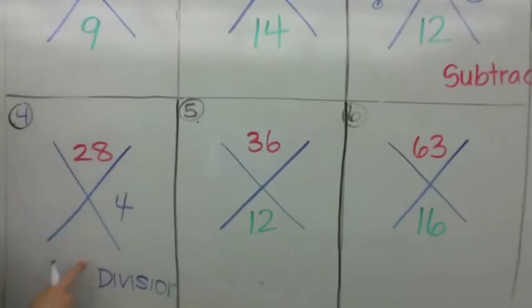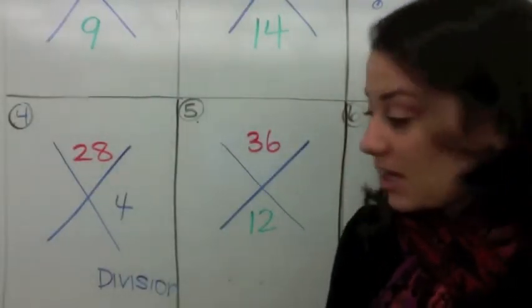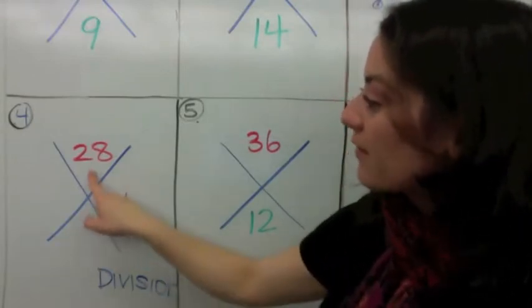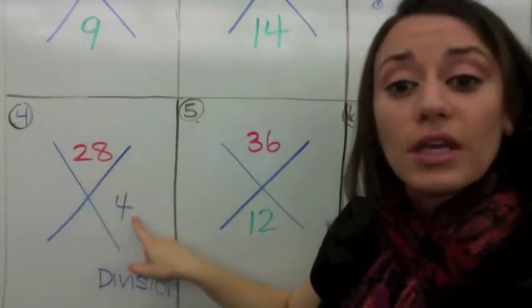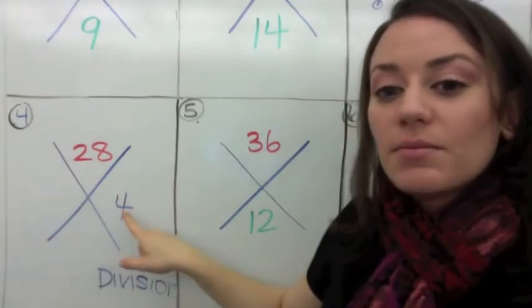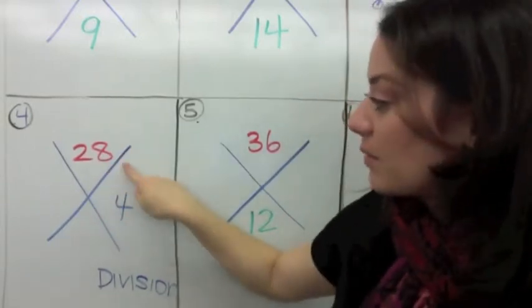Okay, so in number 4, what you're actually going to have to do is divide. You're going to have to use division on this one. The reason why is because you're given the product, but you're only given one of the numbers. So this is asking you, what number times 4 gives you 28? Or what is 28 divided by 4?